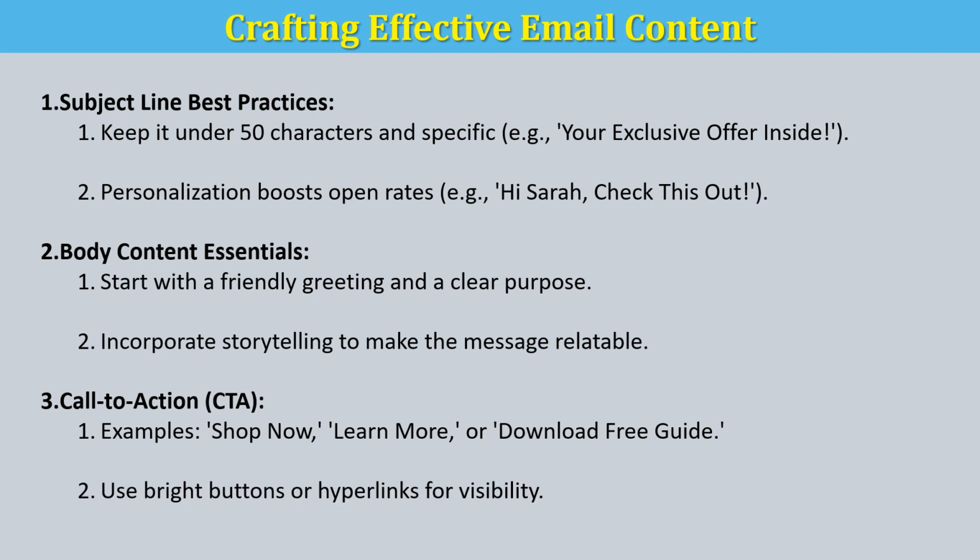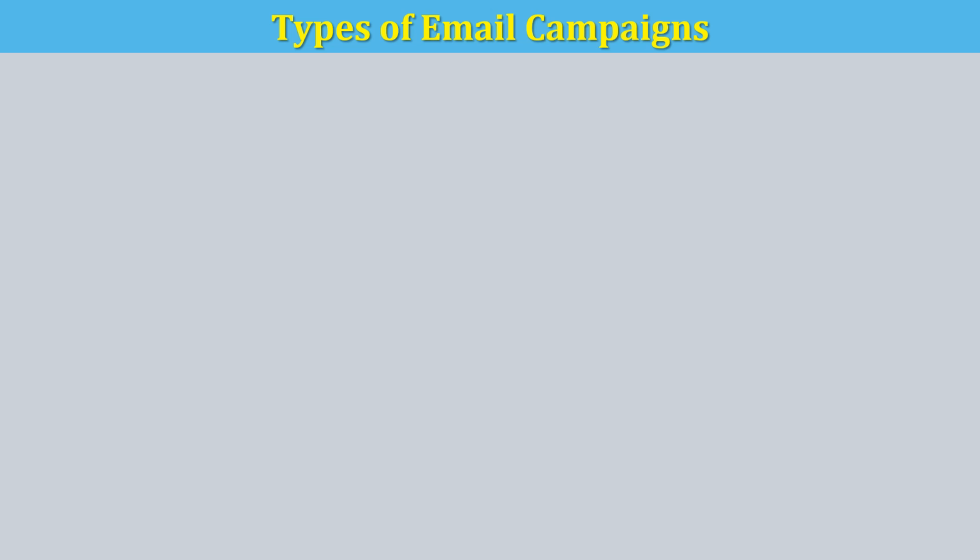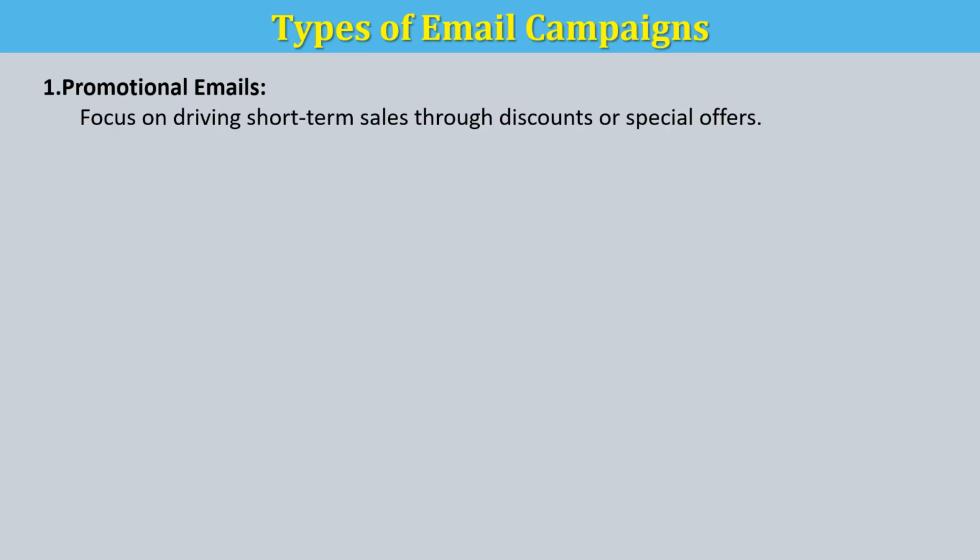Use bright buttons or hyperlinks for visibility. A clear, prominent CTA button improves click-through rates significantly. Types of email campaigns. Promotional emails focus on driving short-term sales through discounts or special offers. Promotional emails work well when trying to boost sales quickly, especially during holiday seasons or product launches.